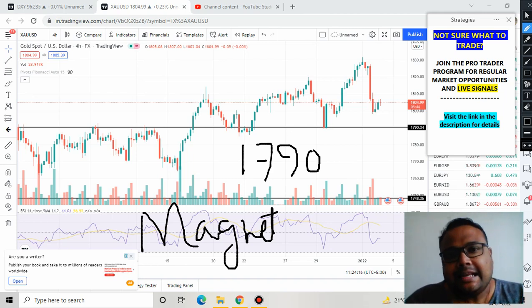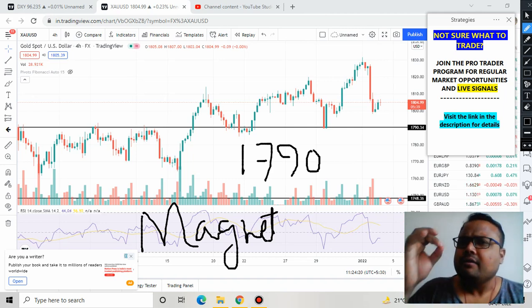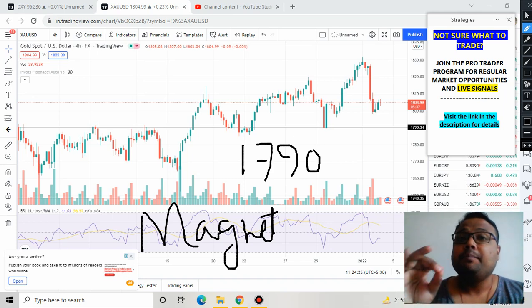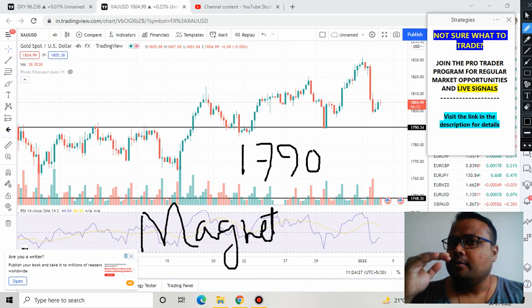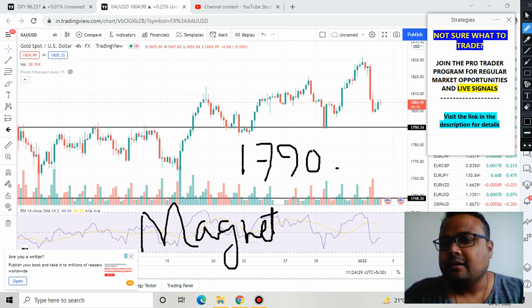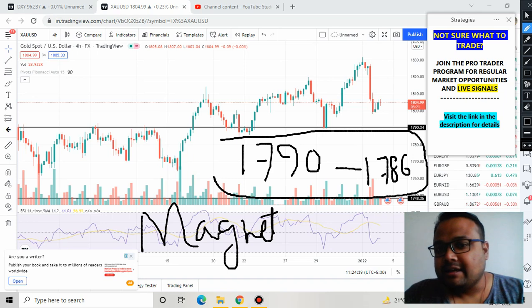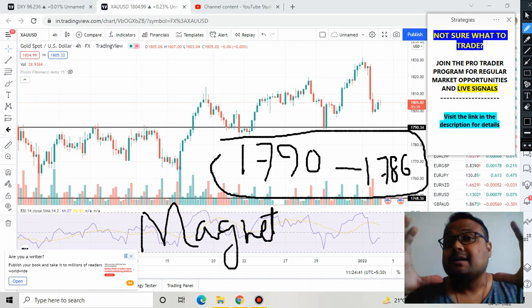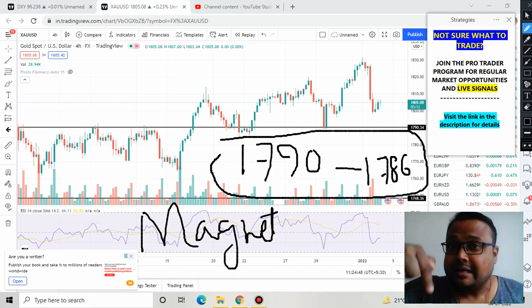again, 1790 is the strongest support level for gold. So in case there is a fall in the market, if gold bounces from 1790, that will be the best spot to go for buy. If gold breaks the level of 1790, then 1786. Don't think that 1790 will be gone. This whole level 1790, 1786 is a support zone, presence of buyers. This is the strongest support in the market right now.